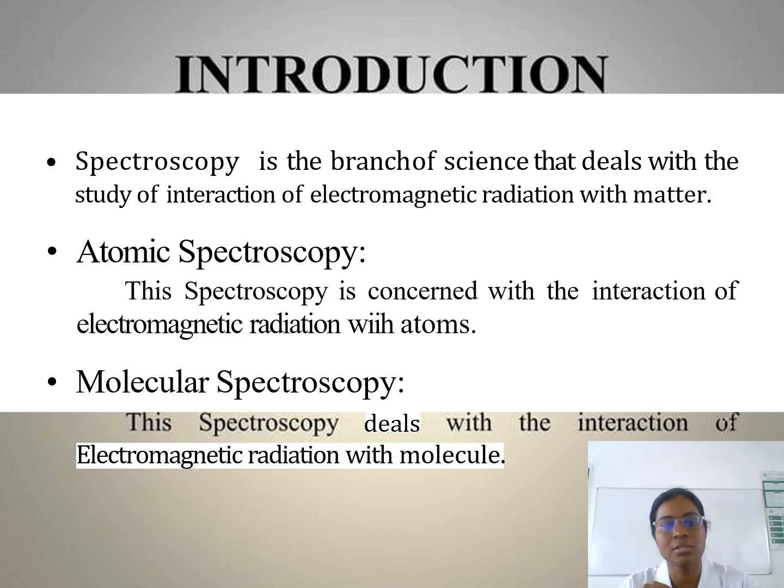Okay. Second one: there are two types of spectroscopy here. First one is atomic spectroscopy and the second is molecular spectroscopy. Atomic spectroscopy is concerned with interaction of electromagnetic radiation with atoms. Molecular spectroscopy deals with interaction of electromagnetic radiation with molecules.